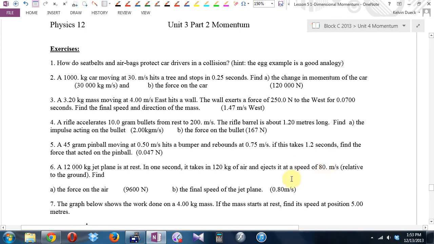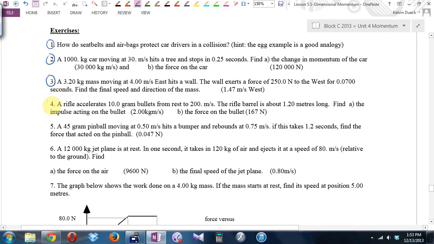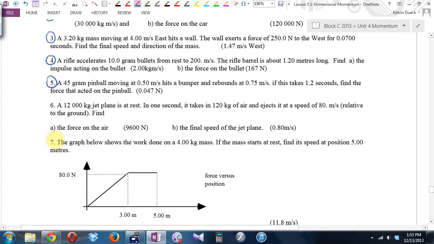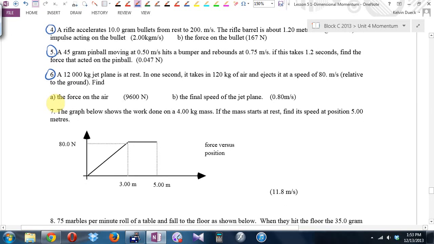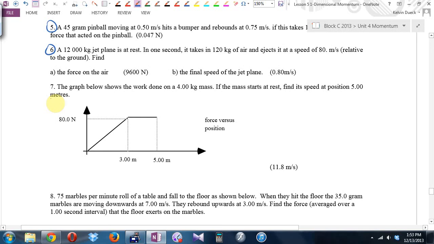Homework. Number 1, 2, 3, 4, 5 is good. 6 is good. Jet engines are great examples of momentum. 7 is a nice review from last unit.